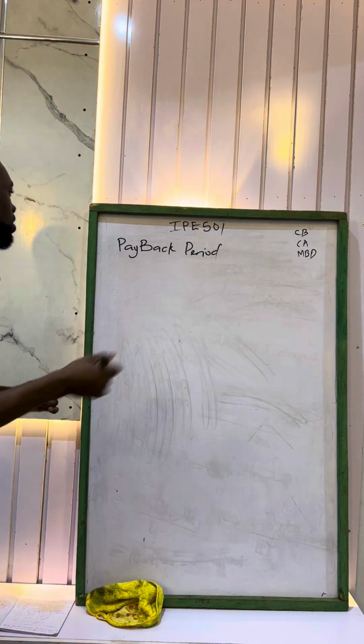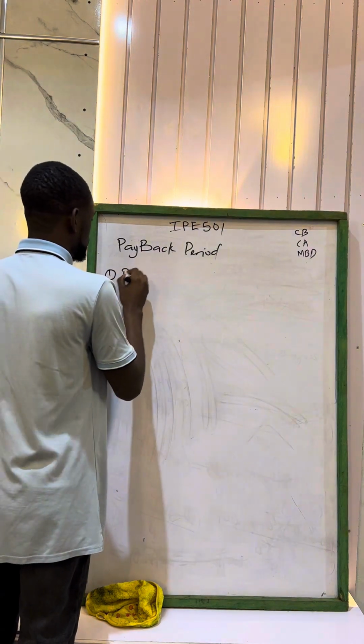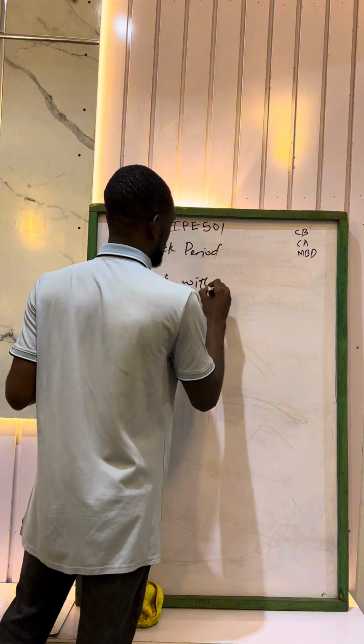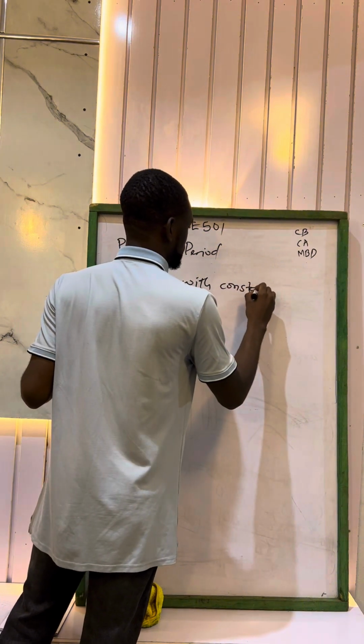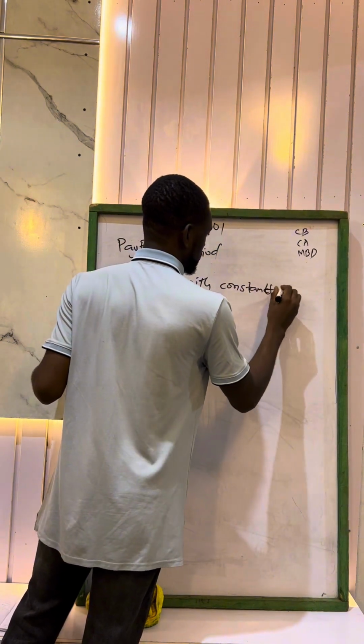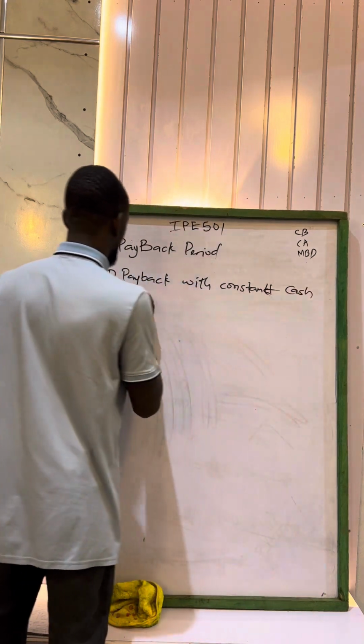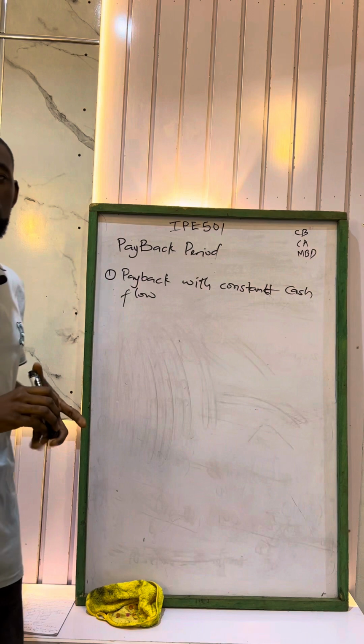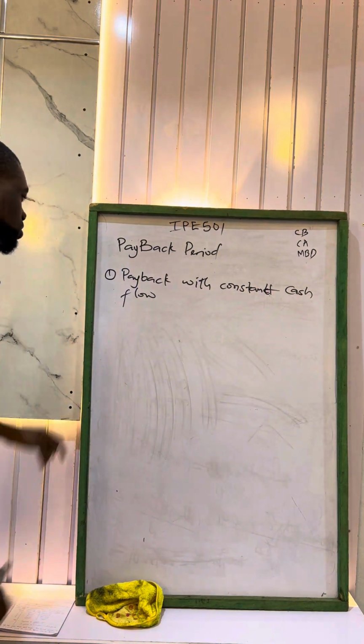The first one is payback with constant cash flow. Constant cash flow. That is what, let me pause this.